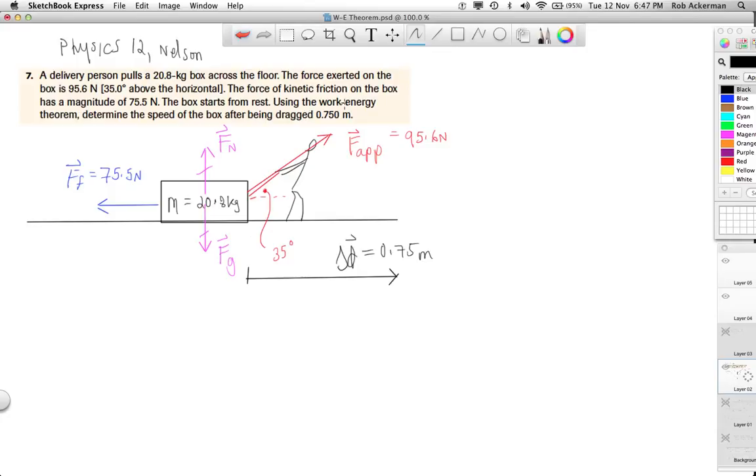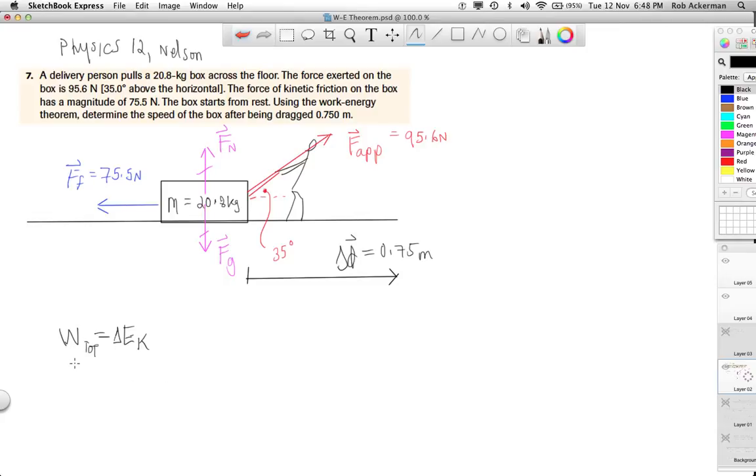They ask us to use the work-energy theorem. So we remember, some people are going to write this, W equals EK. Those people are wrong. They're going to get the questions wrong. Don't be that person. Remember the fact of the day. It's not work equals EK. It's total work equals the change in kinetic energy. Let's see what we do.